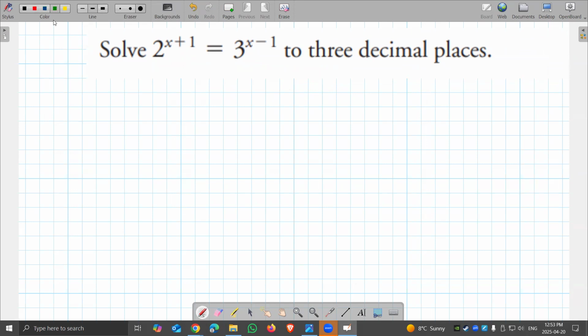This is an example of a hard question because one method of solving an exponential question doesn't work here. There is no way to write 2 in terms of 3 or 3 in terms of 2 power something. There's no exact value you can give. So you have to use logs. That's the way to solve this. There's two ways. I'm going to show you both ways.